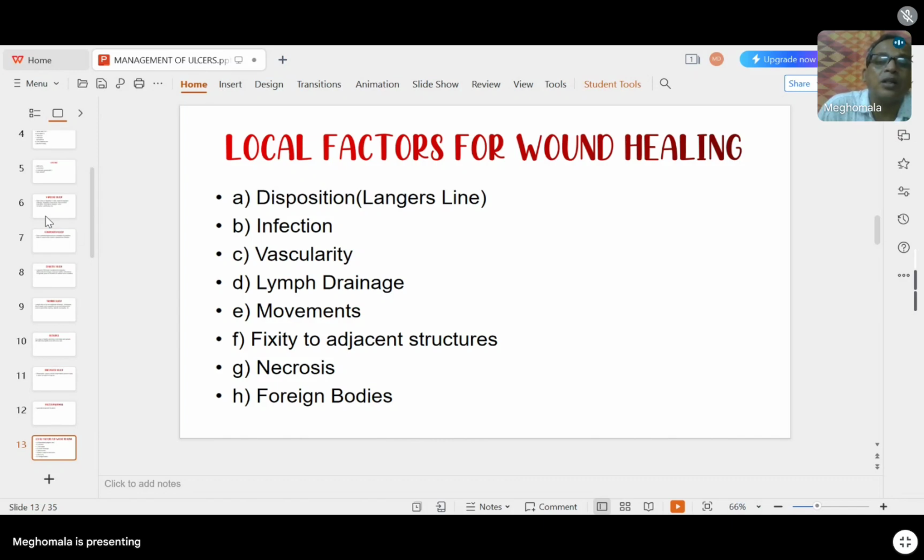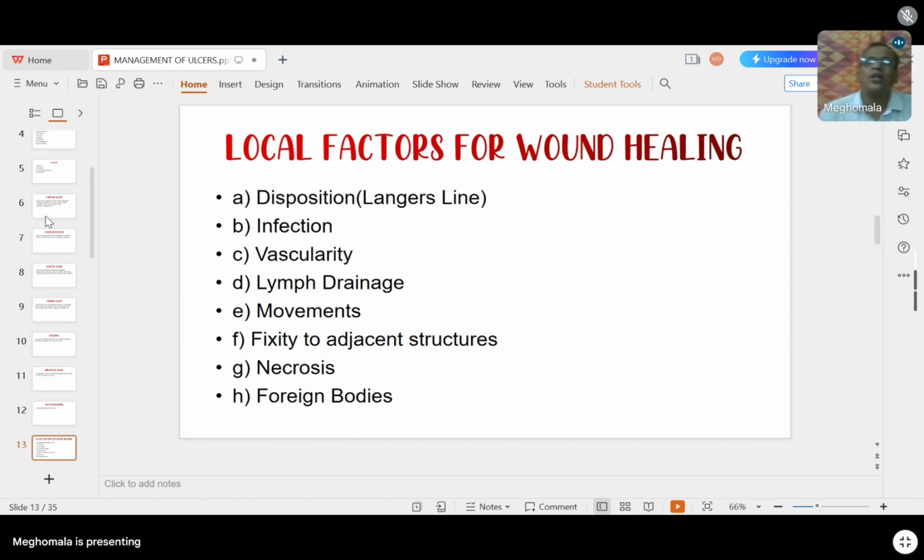length. The radius becomes 1 centimeter, which was 4 centimeters before. That means you do not need cell division and cell formation for 75%. Only for 25% do you need new cell development, and it will be healed. It's God's grace that wound contraction is a major part of any sort of wound healing. That's why, if there is fixity to the adjacent structures, wound contraction is not proper and there is delay in wound healing.